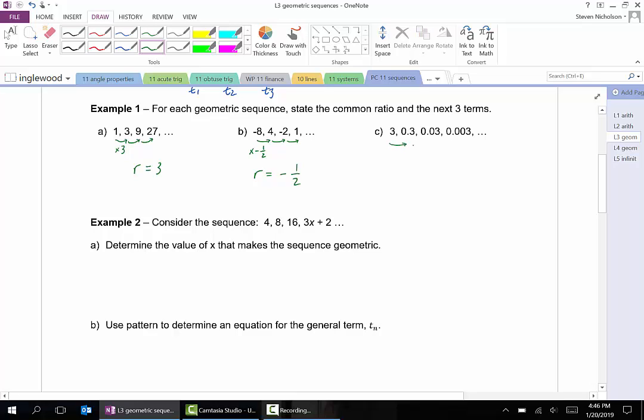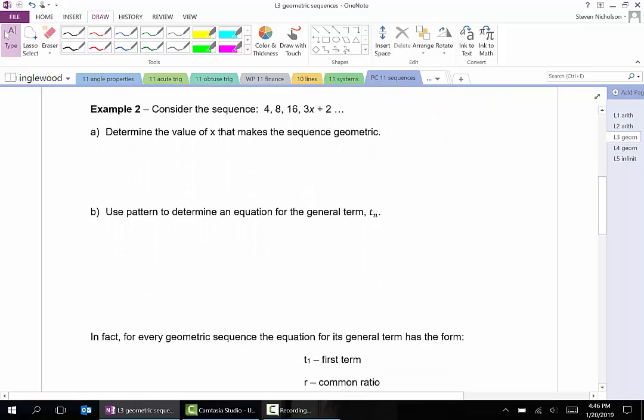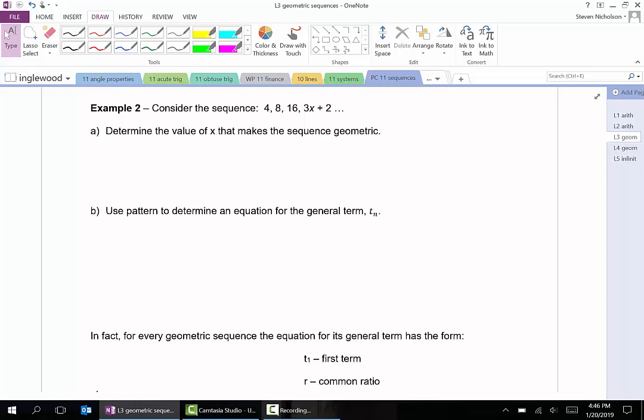And finally, in this last one, how do we go from here to here? Well, it doesn't look that obvious. So if we divided one term by the one before it, for example the second by the first, we'd get 0.1, which is also equal to 1 over 10. So there would be our common ratio, 0.1 or 1 over 10. And sometimes it's nice to have a decimal, and sometimes it's nice to have a fraction. So let's go ahead and look at a few examples.